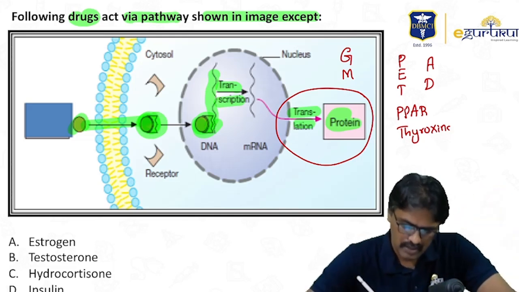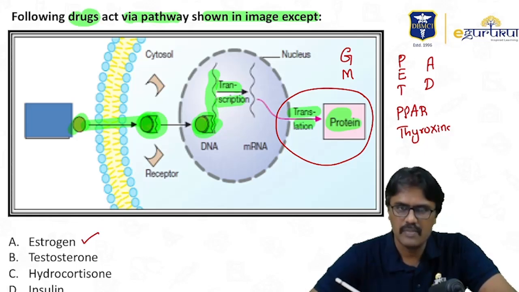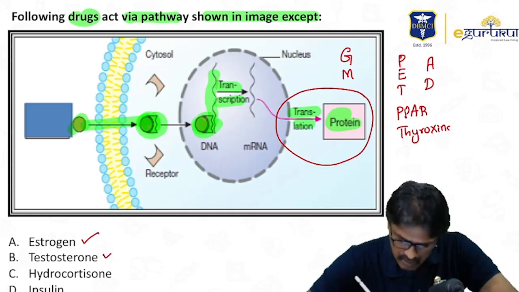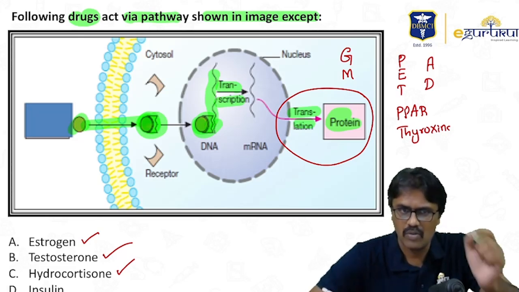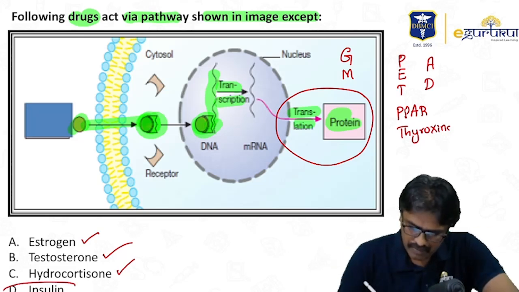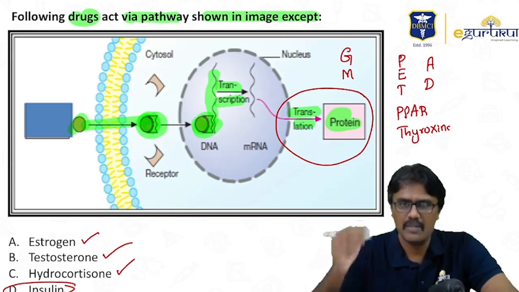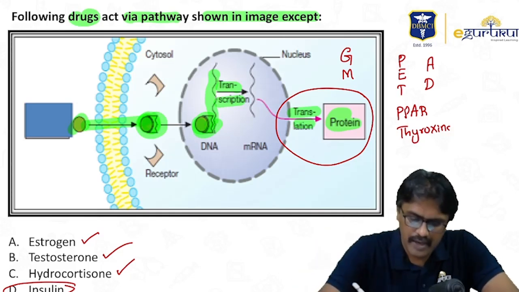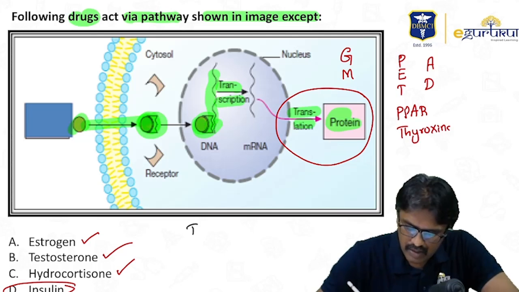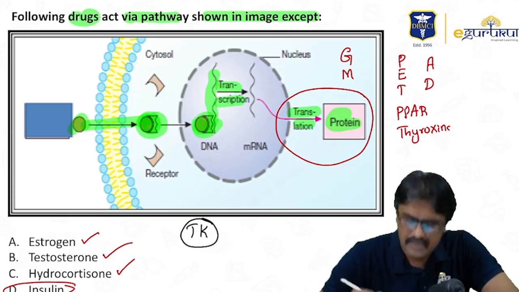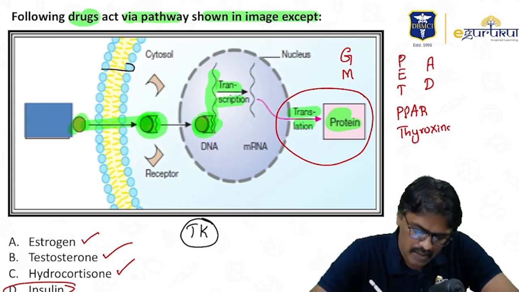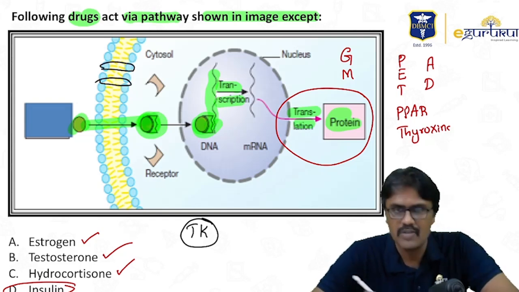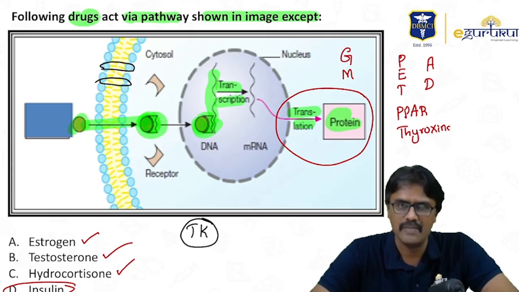So among this, yes, estrogen acts through this receptor. That's a true answer. Testosterone, yes. Hydrocortisone is a corticosteroid. It's a glucocorticoid. Now, what about insulin? Insulin doesn't act through the nuclear receptor superfamily. Insulin acts through a receptor called tyrosine kinase receptor, which is present on the cell membrane. It is not present inside the cytoplasm.